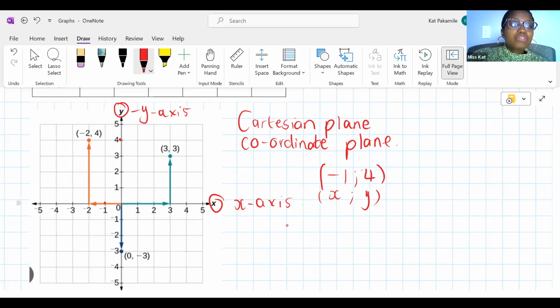Now you have to look at where these two meet. So for the y, 4 goes that way. And for the x, -1 goes that way. There is where they meet. And therefore, if I name this point A, that's where point A is. Do we understand what I am doing?